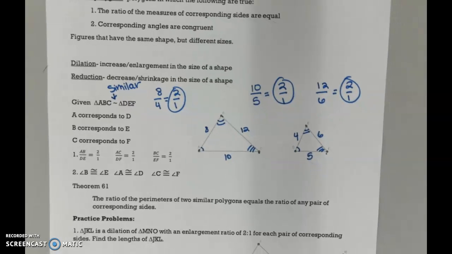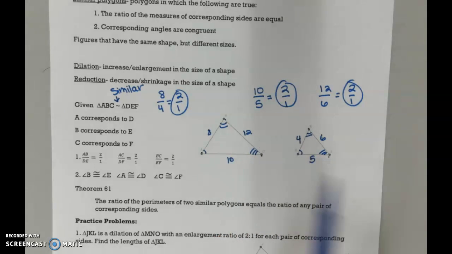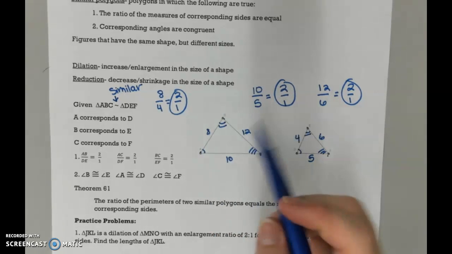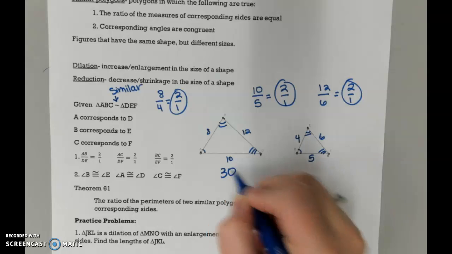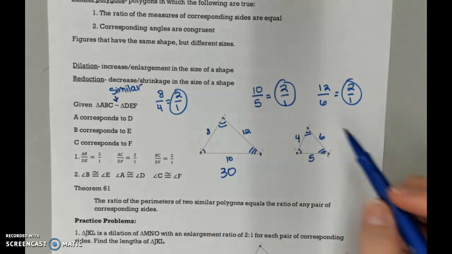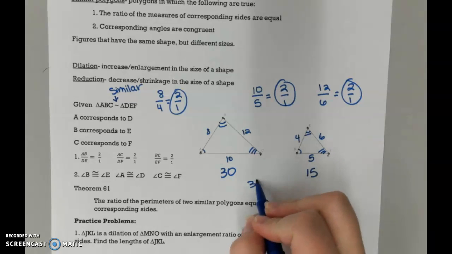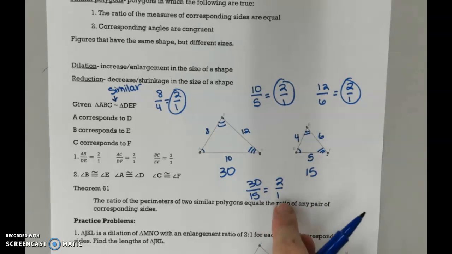All right, and then one more theorem is that the ratio of the perimeters of similar polygons is equal to the ratio of the corresponding sides. So if I wanted to find the ratio of the perimeter of these two figures, it should be equivalent to the ratio of their corresponding sides. Let's verify that. The perimeter of triangle ABC would be 8 plus 12 plus 10, which is 30. And the perimeter of triangle DEF is 4 plus 6 plus 5, which is 15. So that ratio would be 30 over 15, which does in fact reduce to 2 over 1. So it's the same ratio as the ratio of the corresponding sides.